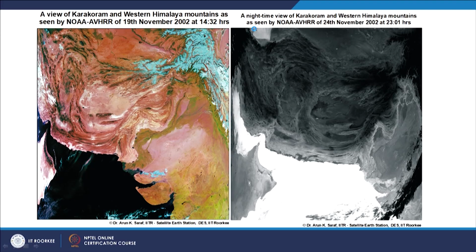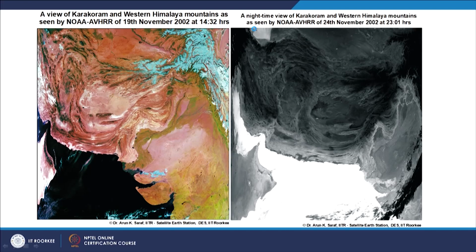Now, since NOAA AVHRR sensors have two thermal channels, it is possible to acquire data even in night time. This is not common with many satellites, because if they do not have a thermal channel, then data cannot be acquired in night time. But NOAA has a near infrared and two thermal channels. So, 3 channel data can also be acquired in night time, whereas in daytime 5 channel data, 2 visible, 1 near infrared and 2 thermal channel data can be acquired. So, this is one example.